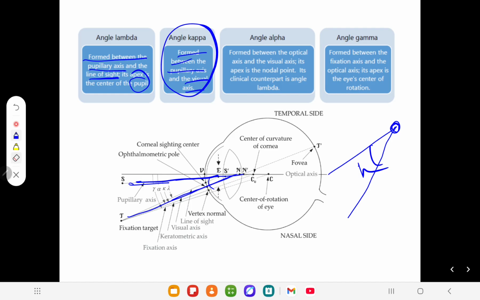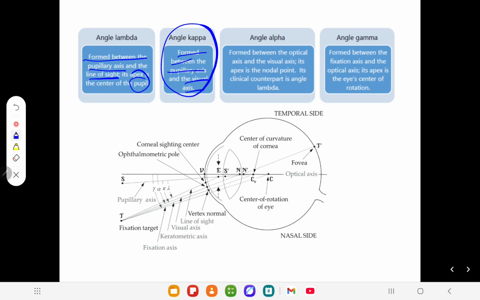So, line of sight. See, you can understand these things. Line of sight means here and here. This is lambda, isn't it? So you make another line here, and here is the pupillary axis, and here the line of sight. This is called angle kappa.